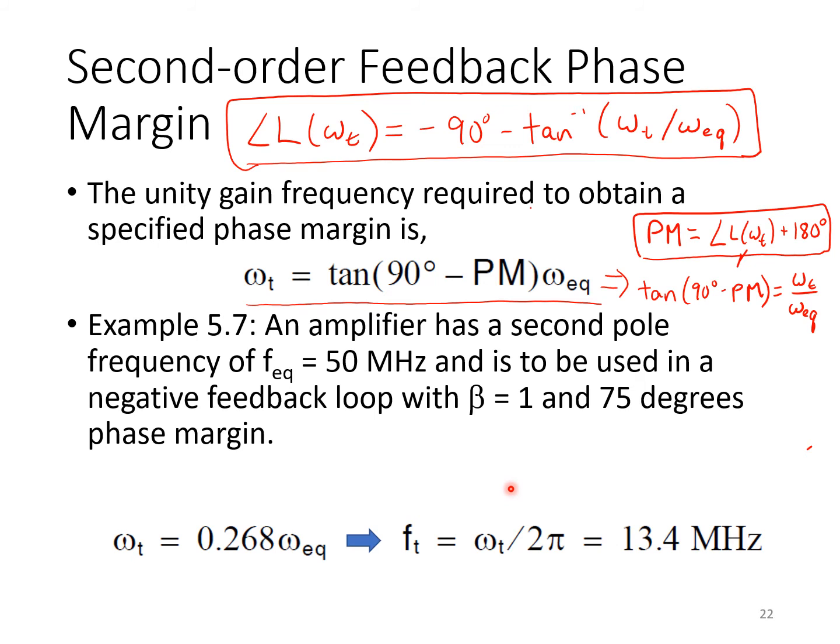And then the other interesting fact that you see is that the bandwidth ultimately of the closed loop amplifier, which is mostly determined by omega t, is in turn really just determined by the second pole frequency and of course the phase margin spec. It doesn't depend at all on the dominant pole frequency, omega p1. So it's really this equivalent second pole frequency, omega eq, that's critical in determining the bandwidth of feedback amplifiers. It's the second pole frequency, not the lowest pole frequency.